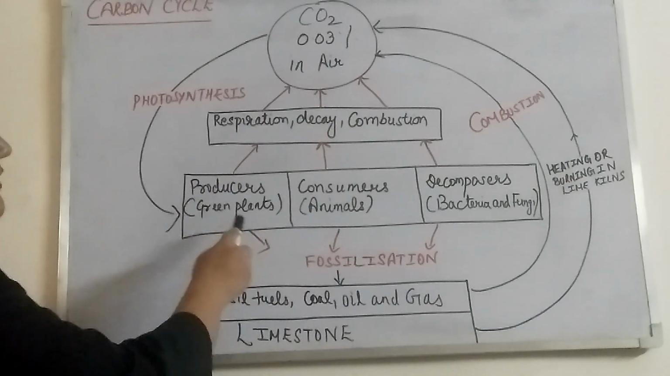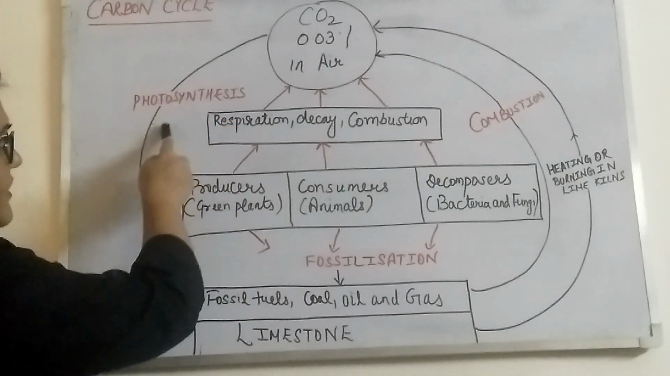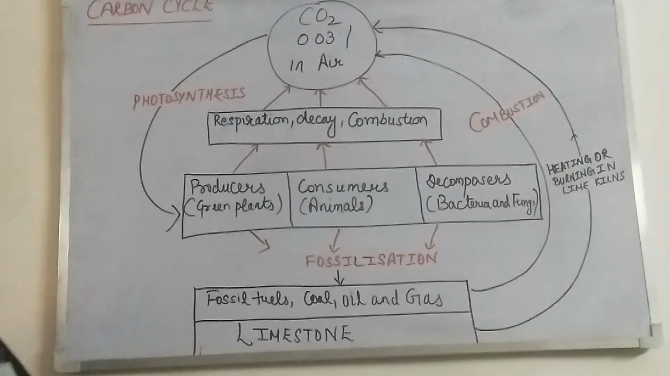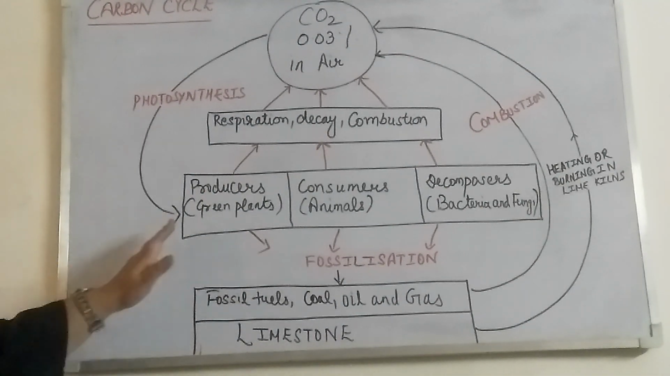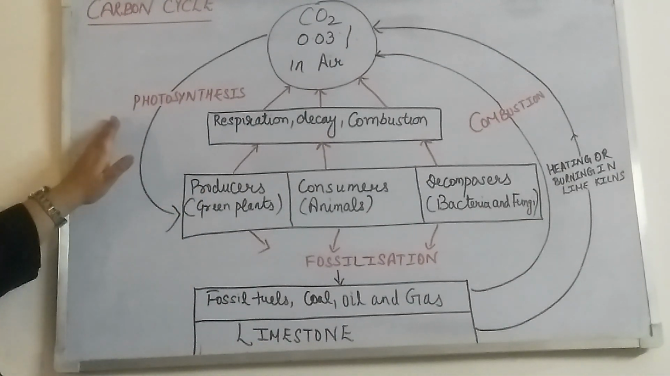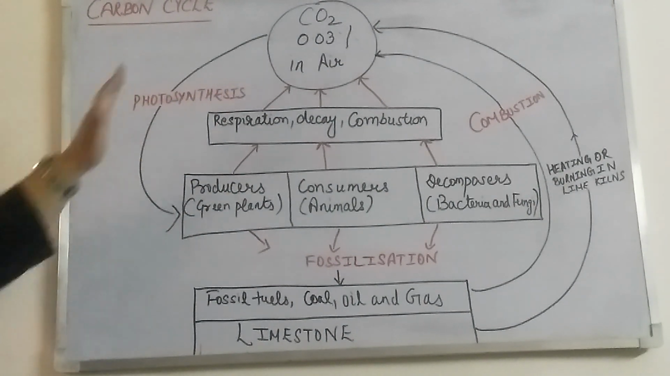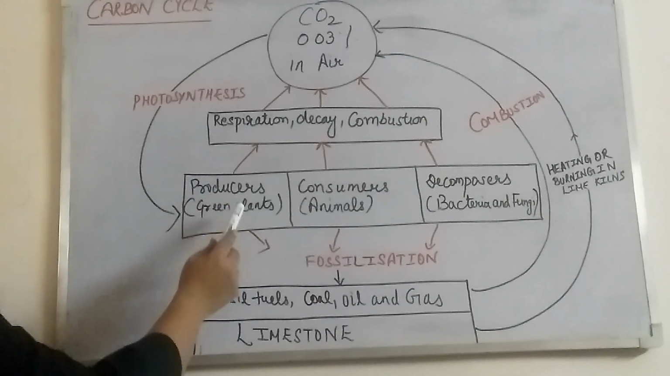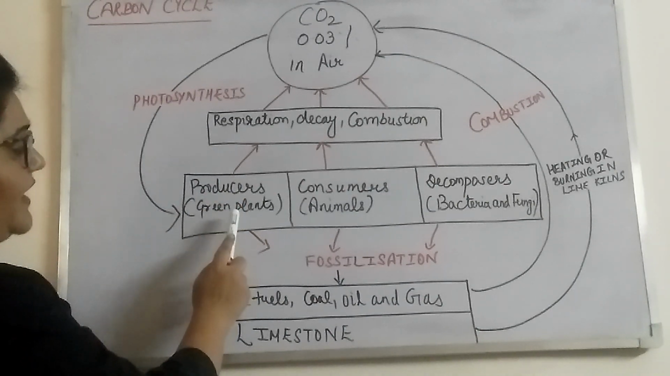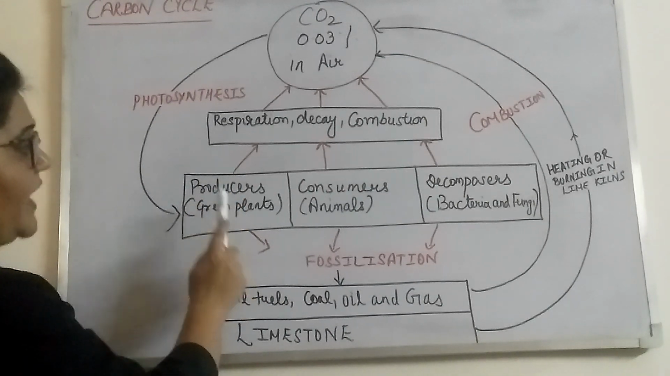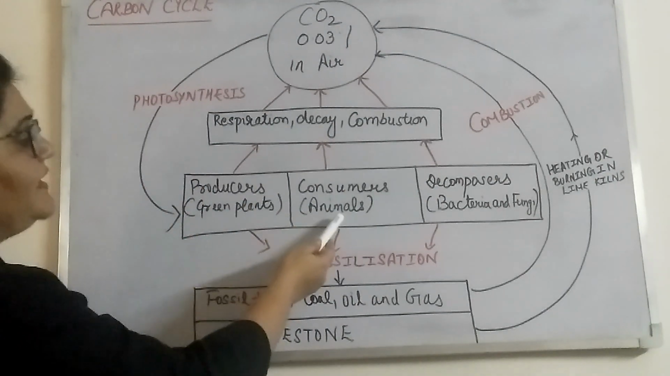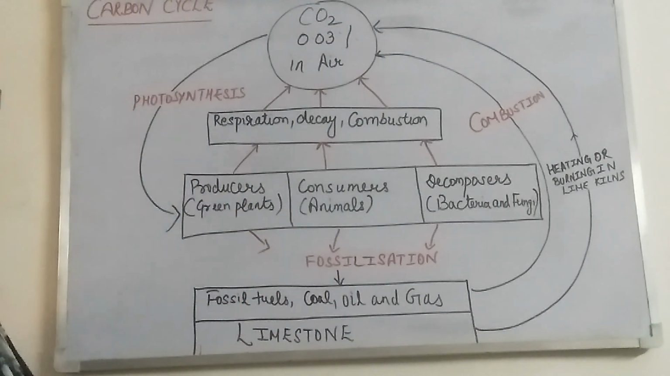So what did I say? I said that carbohydrates are produced by the process of photosynthesis, in which the producers, the green plants, take carbon dioxide from the air, and then these carbohydrates are consumed by the animals, which are known as the consumers.